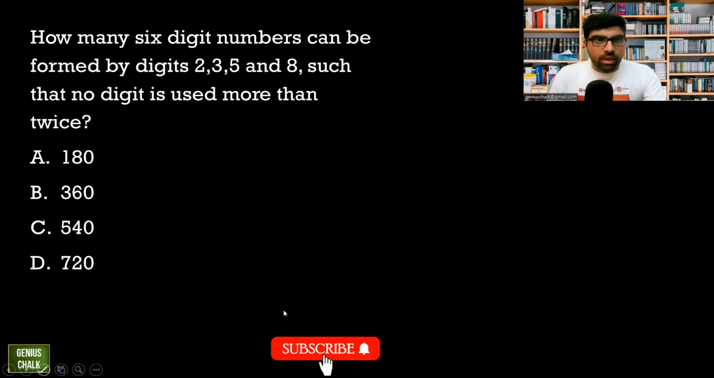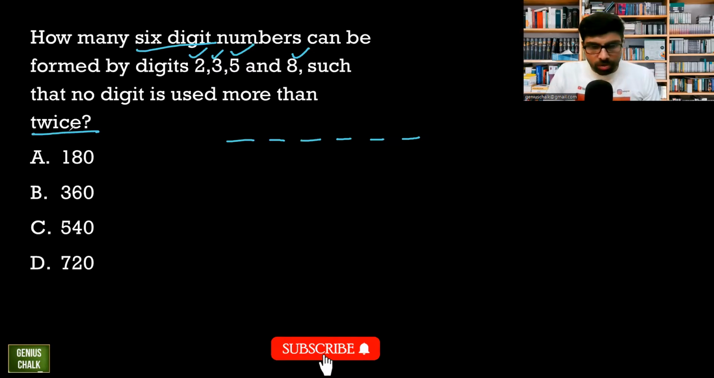All right, next question. How many 6-digit numbers can be formed by using the digits such that no digit is used more than twice? This is a very good question. Just observe. For 6-digit numbers we require six places, but here we have only 4 digits to use from. That means we have to use some digits twice, and since no digit is used more than twice, we can use any digit twice.